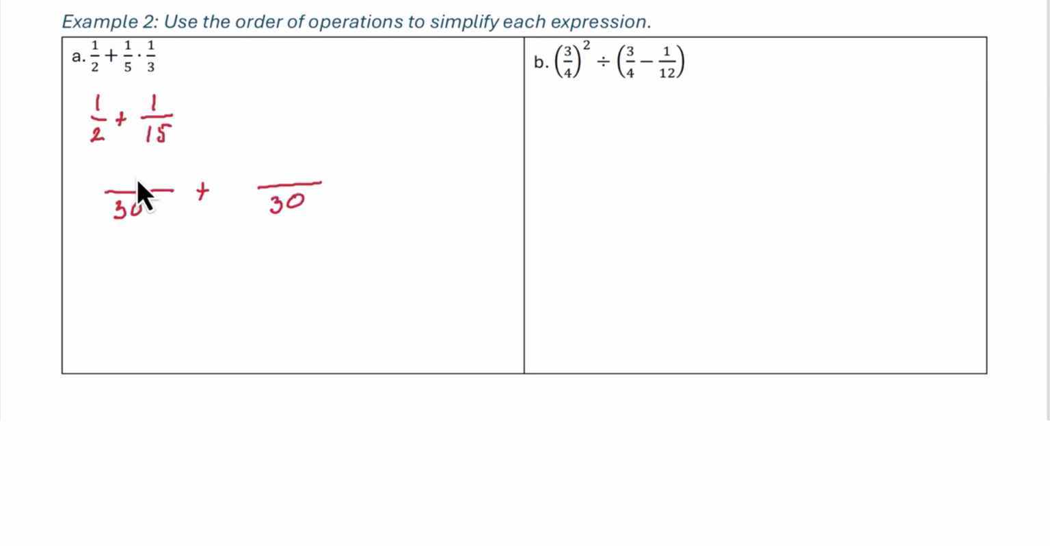And now we need the equivalent numerator. 2 divides into 30 15 times. 15 times 1 is 15. 15 divides into 30 2 times. 2 times 1 is 2. Now we can add, since we have common denominators. We add the numerator, 15 plus 2 is 17, and we keep the common denominator.